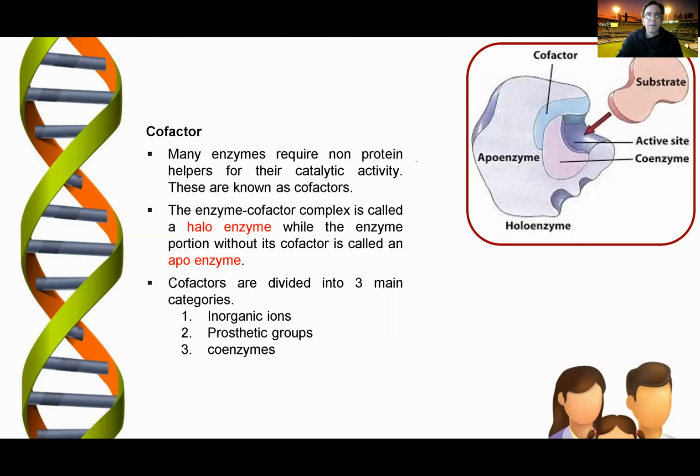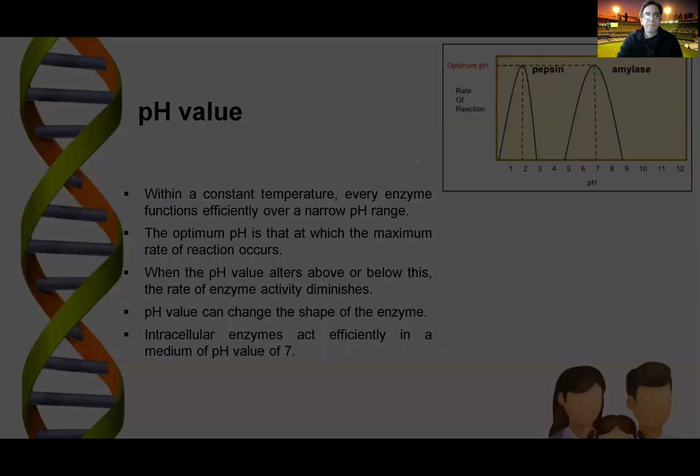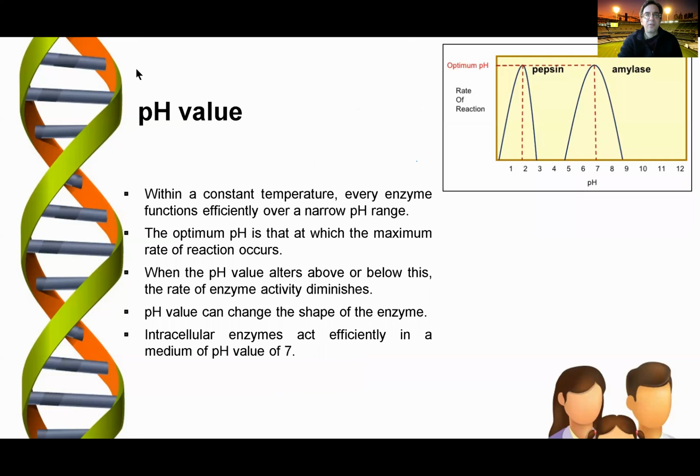Cofactors. Many enzymes need non-protein helpers for their catalytic activity. They're divided into 3 groups: inorganic ions, coenzymes, and prosthetic groups. And I'll come to examples of those later. So on to some more information about what affects enzyme action.